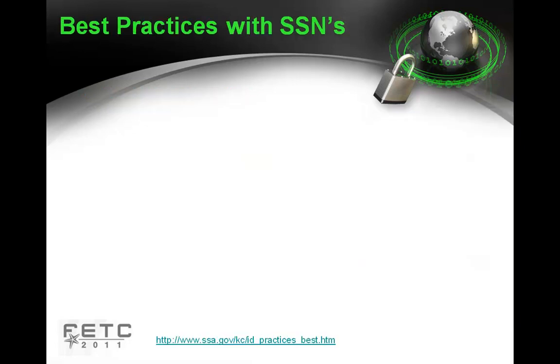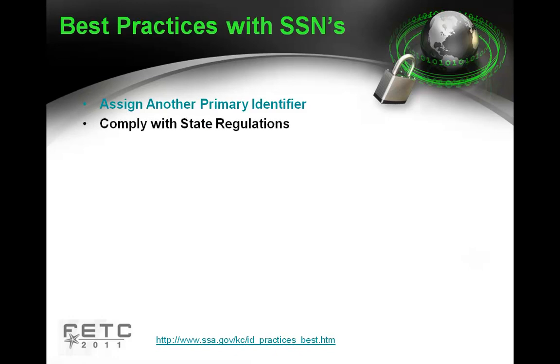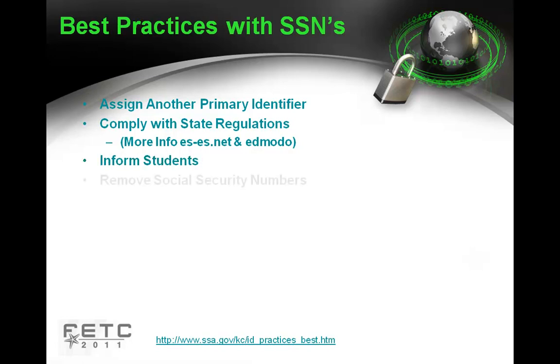Best practices with Social Security numbers, and this is coming from the Social Security Administration. First of all, assign another primary identifier. They should not be using their Social Security number. Comply with state regulations, and there are a lot of state regulations. I've got more listed on my website. I'll be putting more up on Edmodo pretty soon. Also inform the students whenever you're using their Social Security number; they're supposed to be able to know about it. Remove Social Security numbers. We removed them out of our system, then we had to put them back because our State Department for the grants and scholarships required them to be in there. So we had to put them back in there.